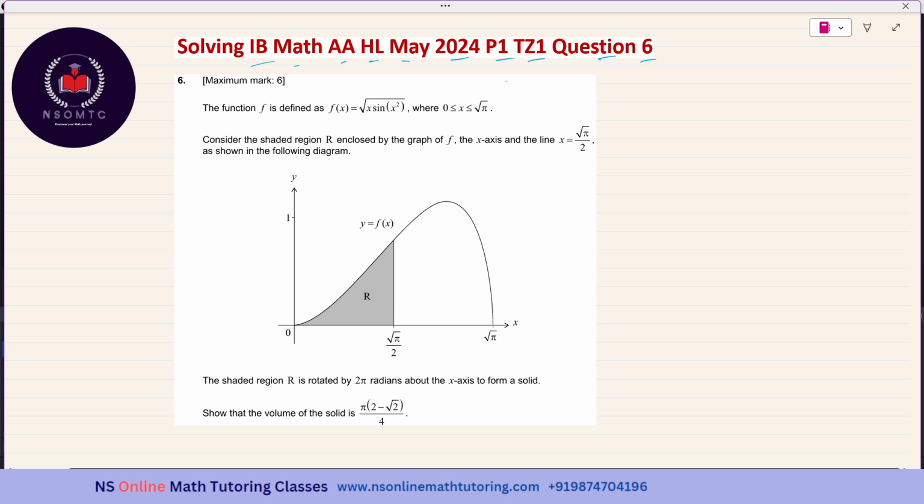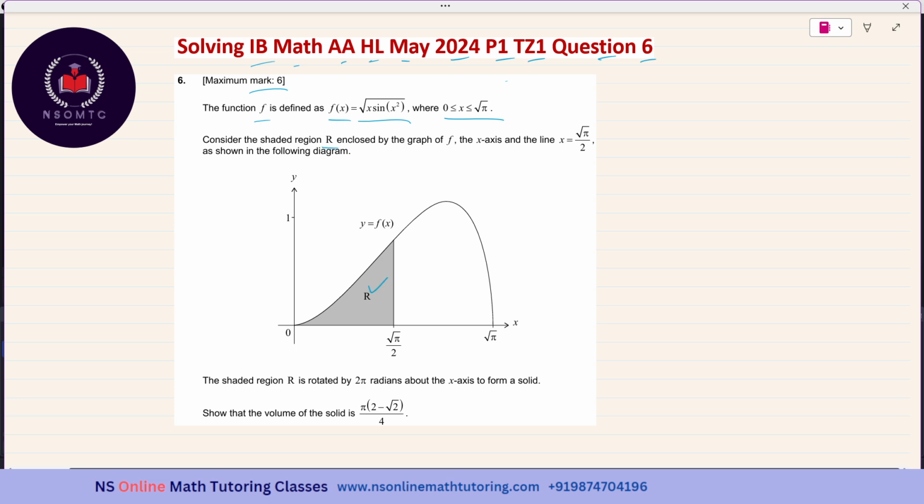So without any further delay, let us start answering question number 6. The maximum mark is 6. It says the function f is defined by f of x equal to square root of x times sine of x square, where x is greater than or equal to 0 but is less than or equal to square root of pi. Consider the shaded region R.